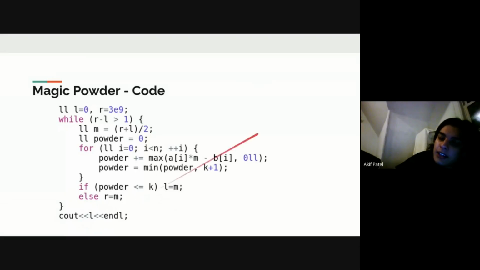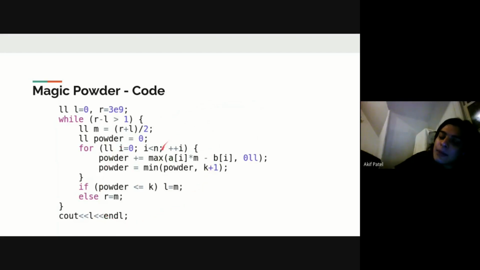One small caveat here is this line. The reason we need that is for potential overflow. If your M value is big, somewhere on the scale of 10 to the 9th, and your AI values are also on the scale of 10 to the 9th, let's say, then this AI times M might be on the scale of 10 to the 18th. And then if you do this across 10 to the 5th ingredients, your powder value will get up somewhere around 10 to the 23rd, which will overflow a long.